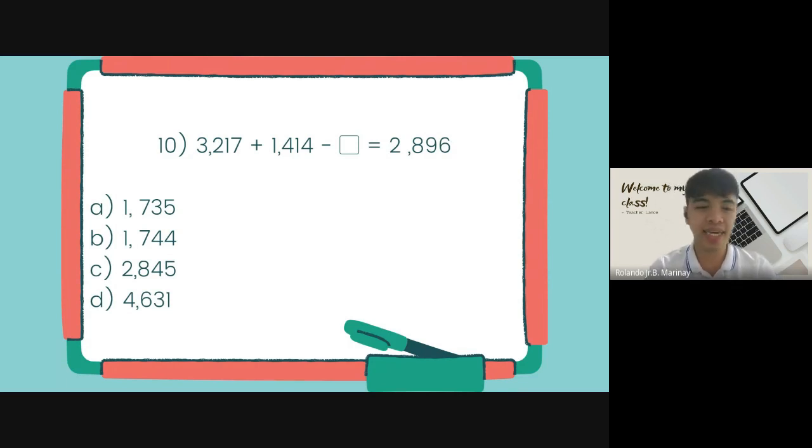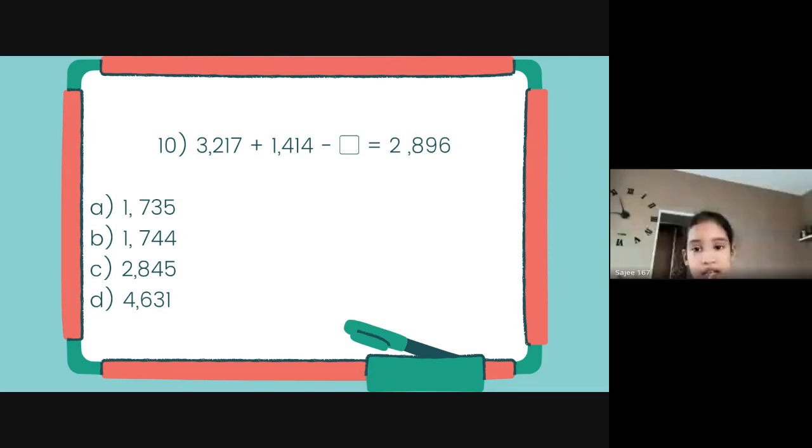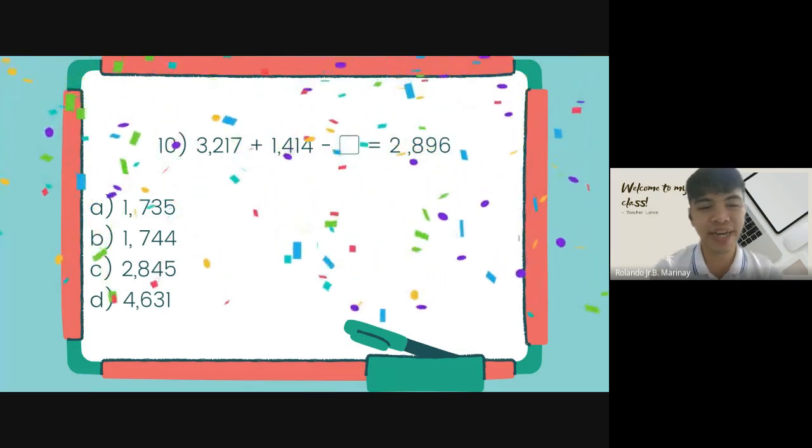Very good, Damon. Okay, number 10, 3,217 plus 1,414 minus blank equals 2,896. What do you think is the correct answer? A, 1,735. B, 1,744. C, 2,845. Or D, 4,631. Naman said A, right? Okay, the correct answer is letter A, 1,735.